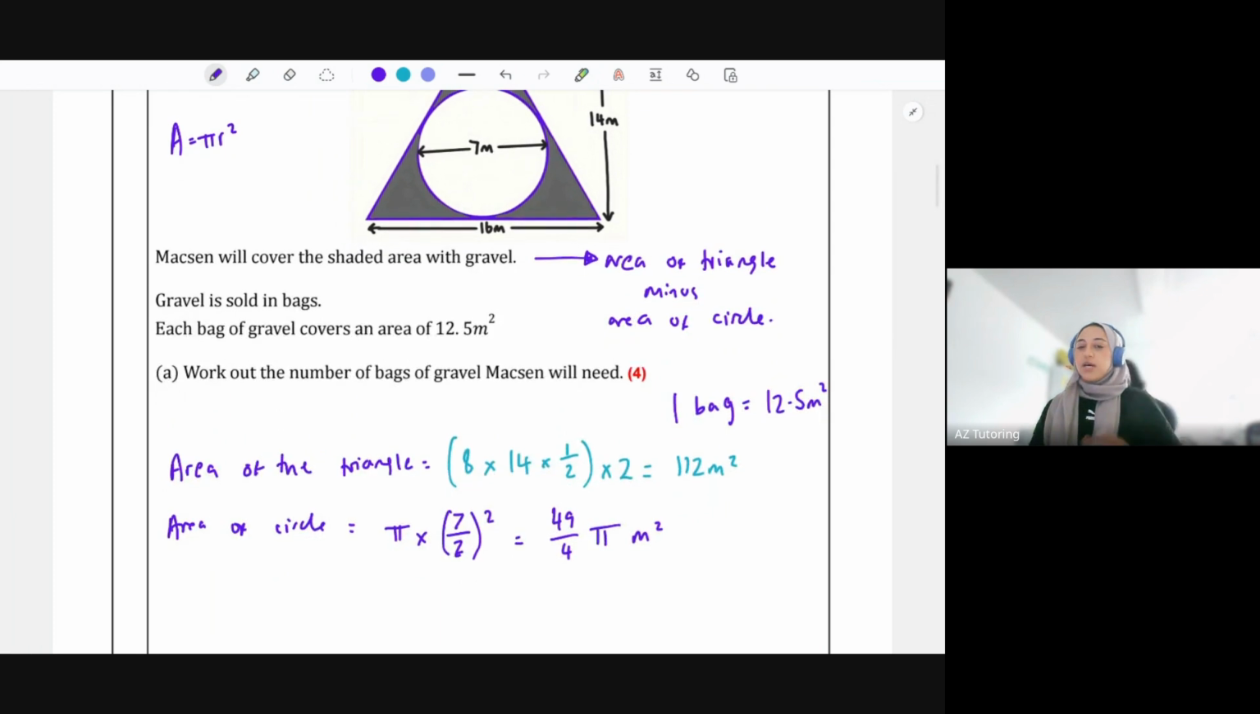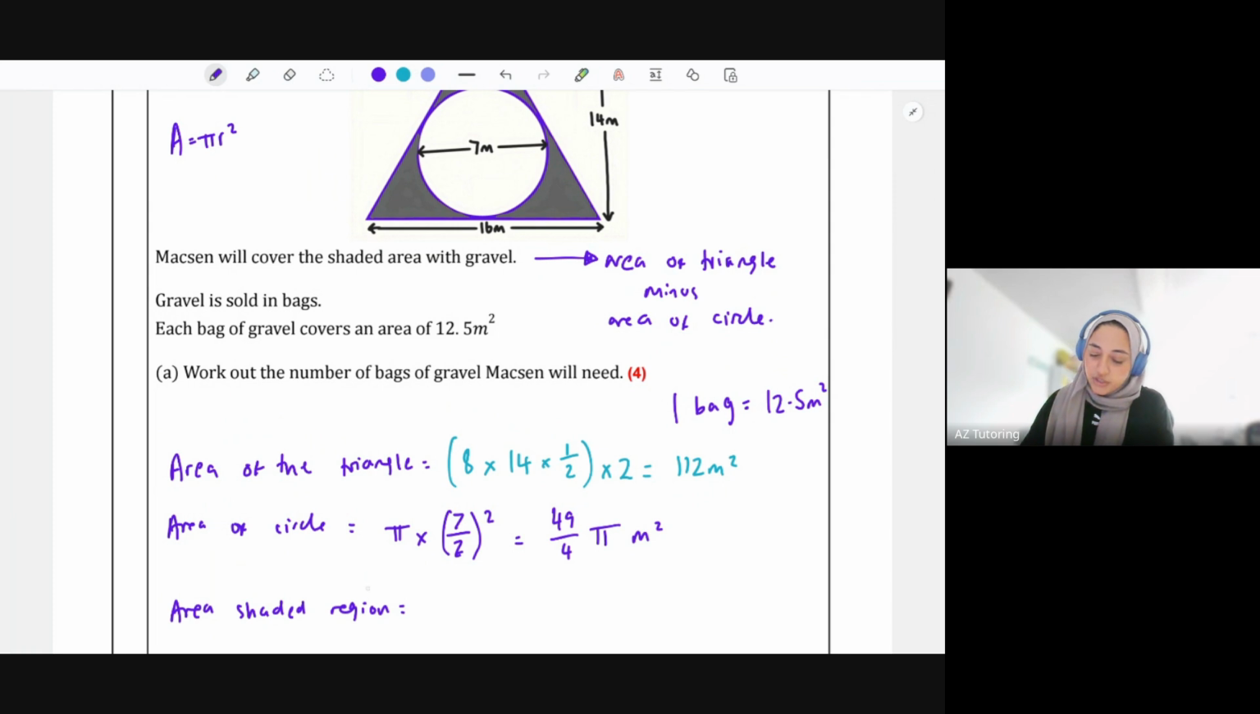Putting that in the calculator, we get 49 over 4 pi meters squared. So I'm just going to leave it in terms of pi because I want my answer to be as accurate as possible and I don't want to end up getting rounding errors early. Okay, so we've said to work out the area of the shaded region. Notice as well how I'm making my working out really chronological so the examiner can clearly see where to give the marks.